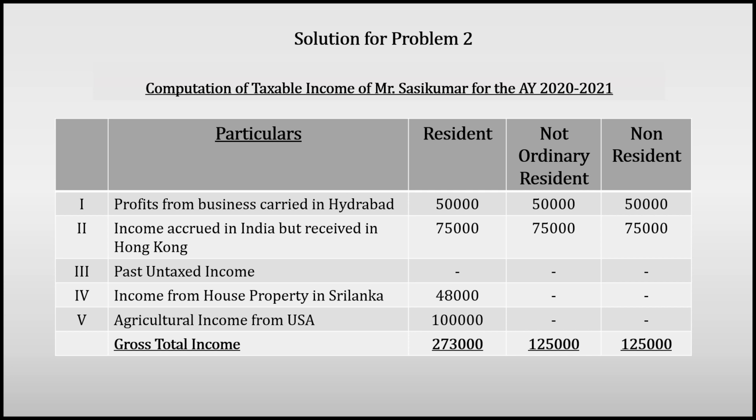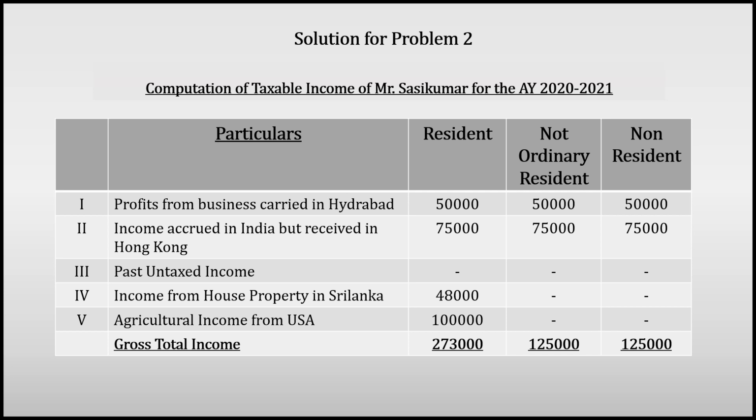The second one is income accrued in India but received in Hong Kong. So on an accrual basis, income is accrued inside India, whether it's received in India or outside India. The income is going to be accrued in India, and therefore the amount will be taxed. It is considered as an Indian income, and the amount will be taxed for all the three: resident, not ordinary, and non-resident.